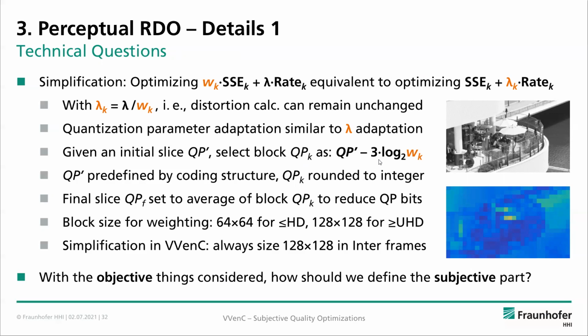The QP prime is predefined by the given coding structure, for example, random access, and the given temporal layer of the currently coded picture. And we set the final slice QP to the average of the adapted block QPs to reduce the QP signaling bits.